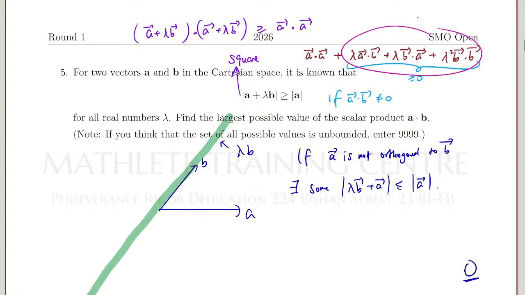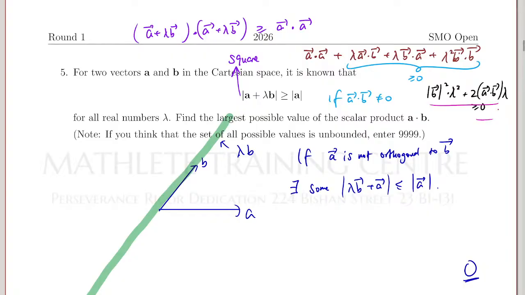Okay, you can treat it as a quadratic in terms of lambda. You have the magnitude of B squared times lambda squared, and then plus 2 times this, whatever this is, times lambda is at least 0. And for this quadratic to be true, this must be at least 0. Otherwise, there will be some situation where the quadratic can be less than 0, because the b squared minus 4ac term will be less than 0. When the b squared minus 4ac term is less than 0, you know that there's some value where it is less than 0 as well.